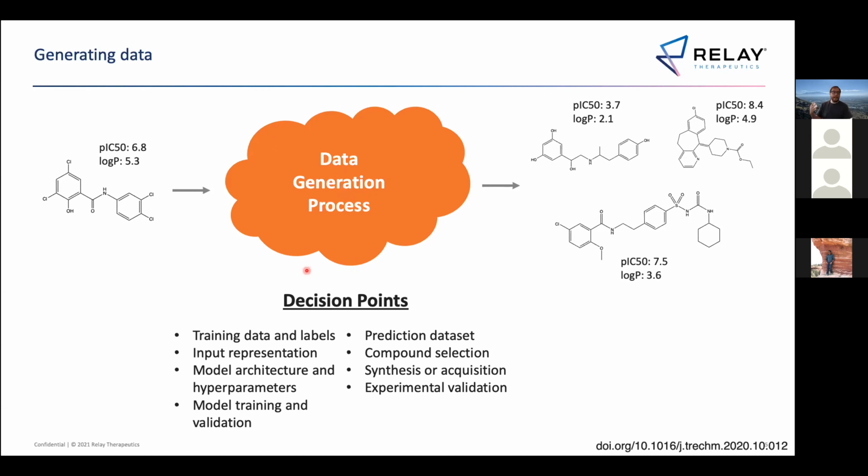So if we try to write down some of the decision points that are made here, this is just a summary of the many things that you would need to write down if you were just doing a sort of vanilla process: building a machine learning model, making predictions, selecting compounds and testing them.